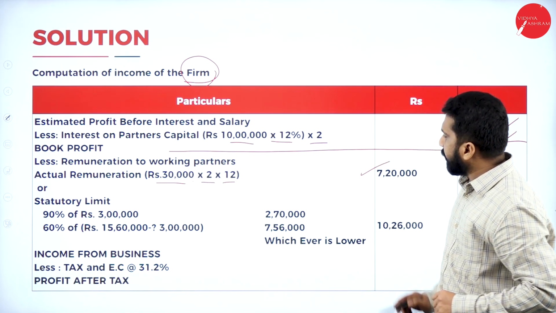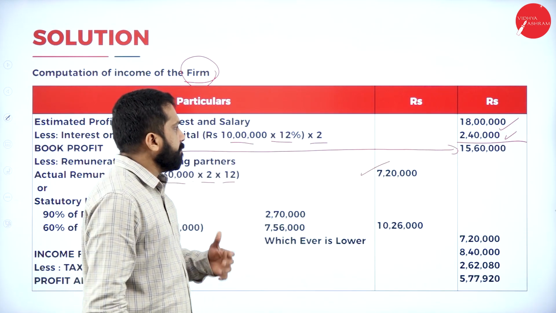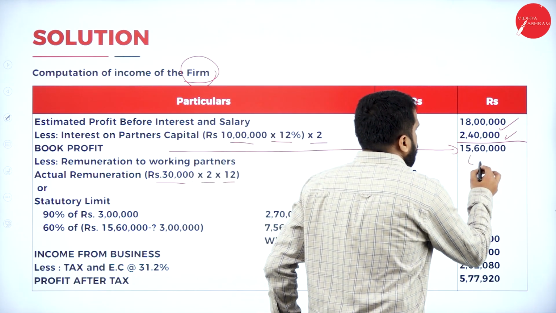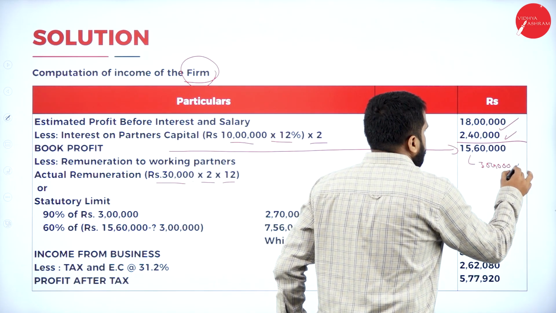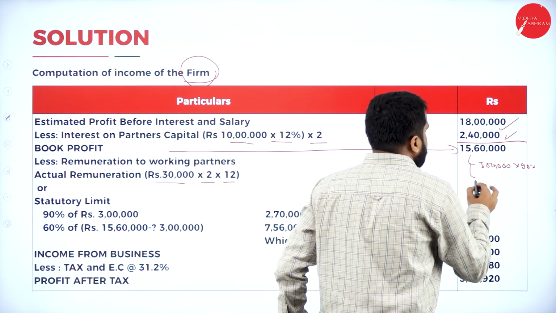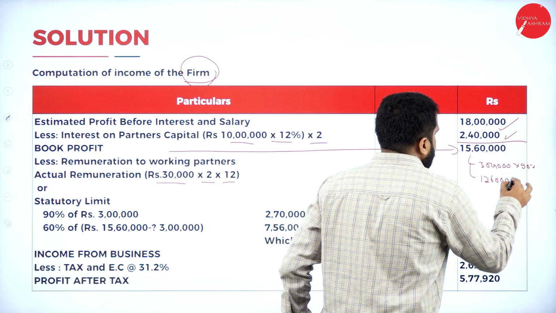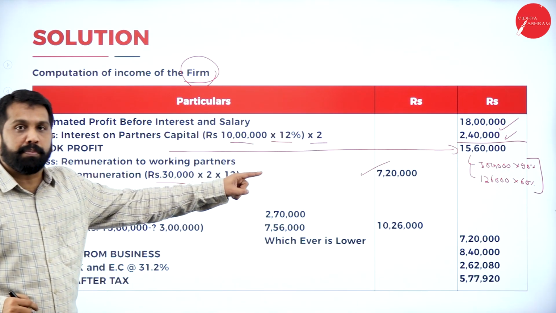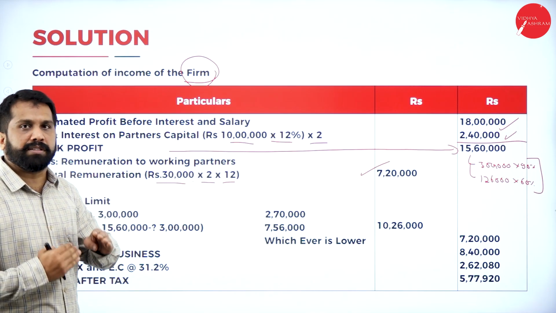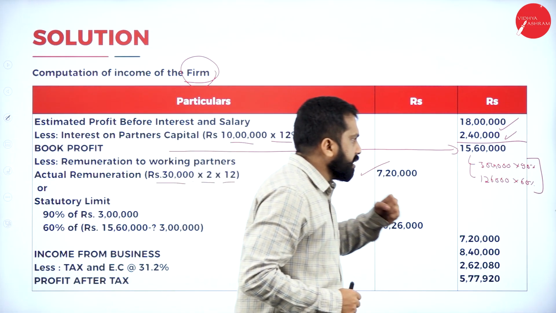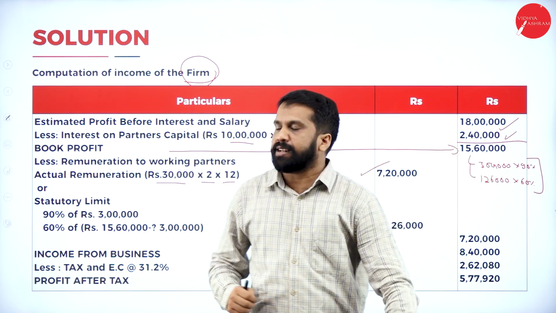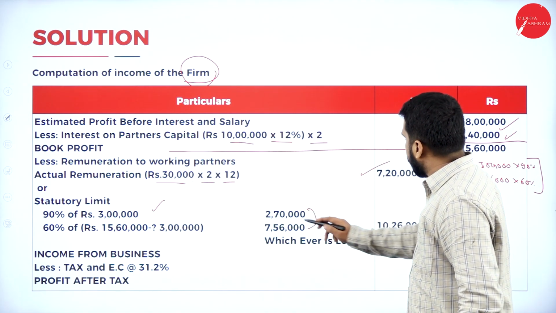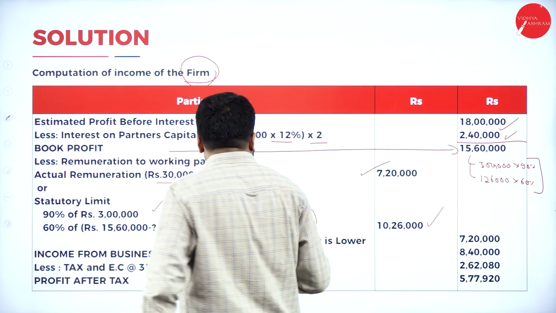Actual is how much? 7,20,000. What is the standard one? What is your book value? 15,60,000. Out of this, up to 3 lakh, 90%. Remaining is how much? 12,60,000. On that, 60%. This much only. Hope you are clear. What is your book profit? Up to 3 lakh, 90%. Above 3 lakh, whatever may be the value, on that 60%. Now, up to 3 lakh, 90%. Remaining is 60%. Total, it will be 10,26,000.